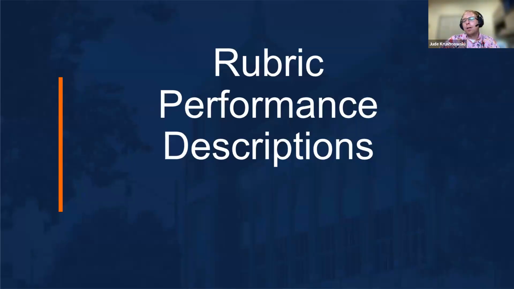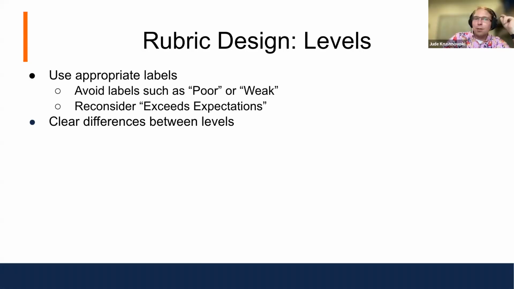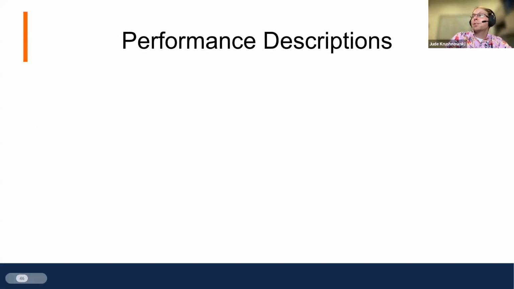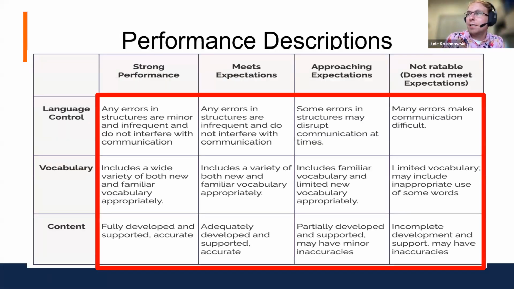Right. So, in terms of, thank you, Florencia. In terms of performance descriptions, so we have our criteria, we have our levels, right? Now we need to take a look at what the descriptions look like. What kind of descriptions are we writing in our rubric? How are we capturing that range of performance?